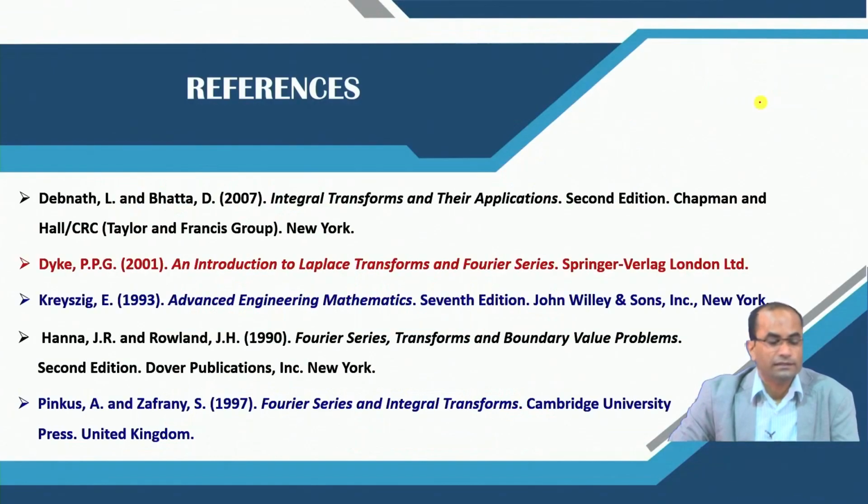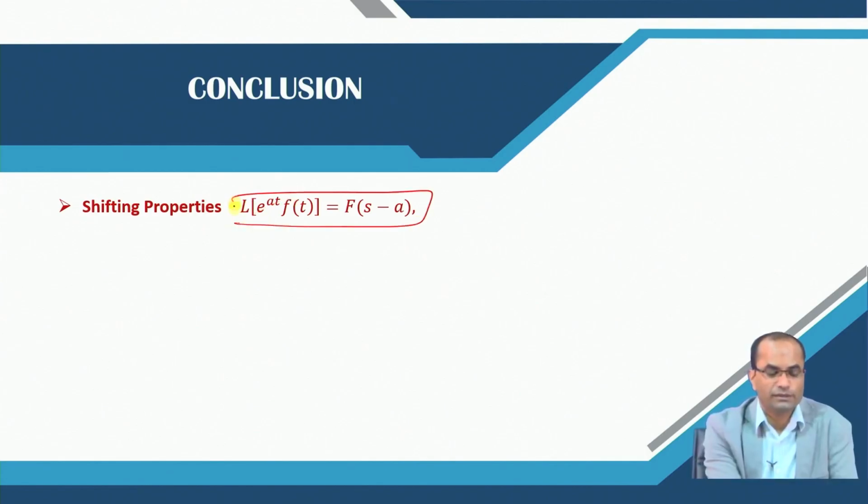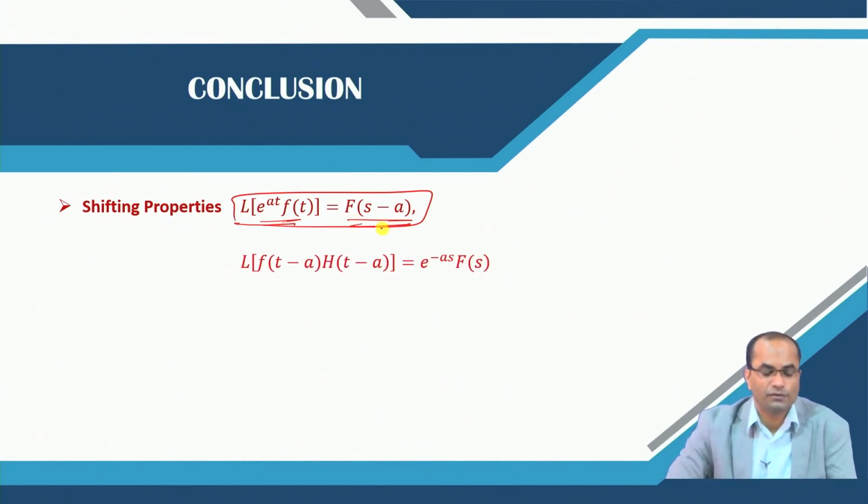These are the references we have used for preparing this lecture, and just to conclude, we have discussed the shifting properties, of which there are 2. In the first shifting property, for e power minus at f(t), there will be a shift in the Laplace transform, and if we have a shift in the function, then there will be a component e power minus as outside of F(s).